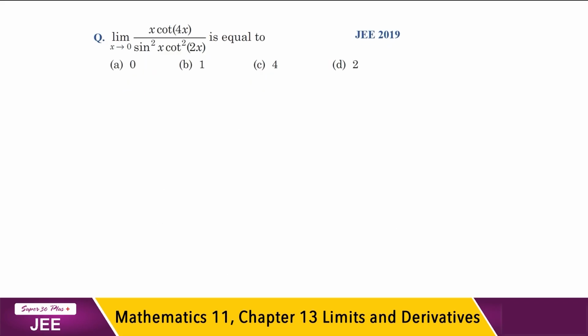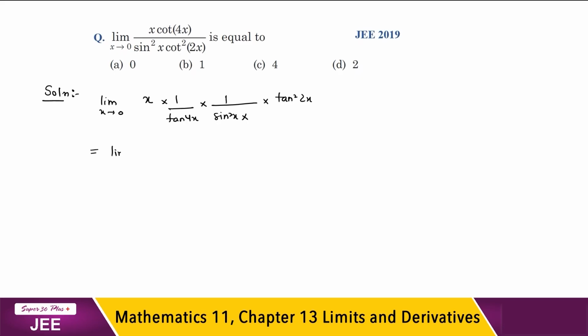Let's move further. So again we have limit x tending to 0 for this function, and corresponding options have been given. So let's directly begin with the solution part. We have limit x tending to 0 x. This cot 4x can be written as 1 by tan 4x multiplied by sin square x multiplied by, this cot square 2x can be written as 1 over tan square 2x, and this tan square 2x gets shifted in the numerator. Alright, I hope everybody must have understood our first step that we have done.